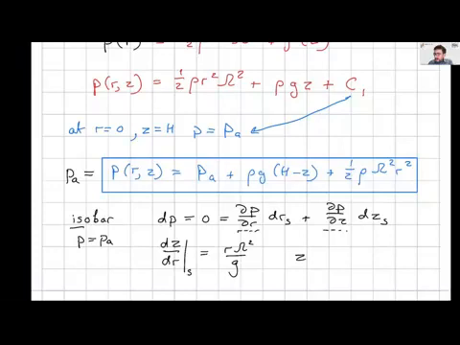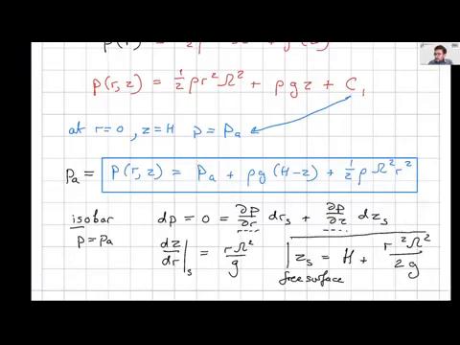Or if we'd like to find the expression for the free surface, where the pressure is atmospheric, if I just set these two equal and solve this equation, then you can see that what we'll get is that Zs is equal to h plus r squared omega squared over 2g. And so indeed, our free surface has initially a height h, and then increases like r squared.